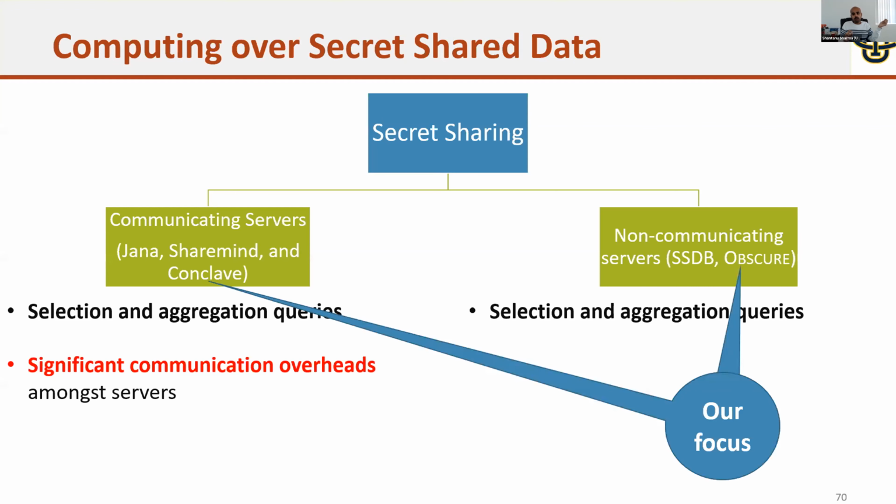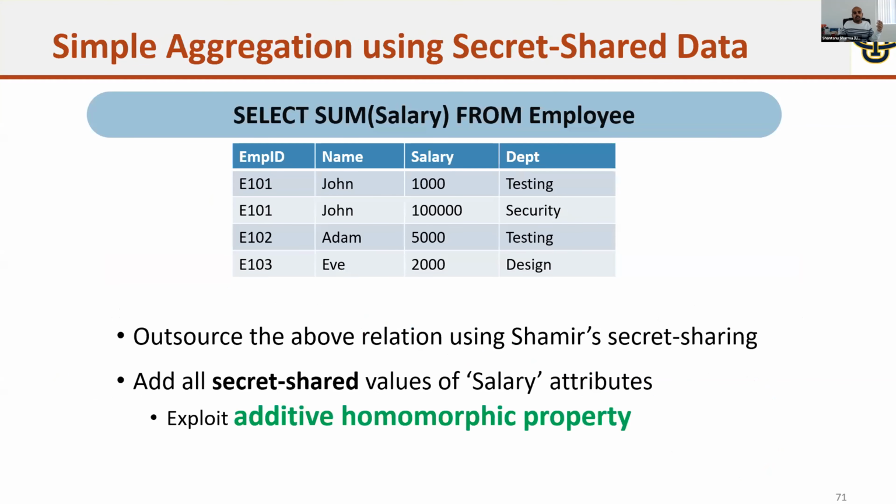So we will focus on two things. One is Obscure, which uses non-communicating servers, and one is Conclave, which requires communicating servers. So first, let's see the advantage of secret sharing in data outsourcing. Suppose I want to find the answer of the sum query that selects the sum of salary from employee.